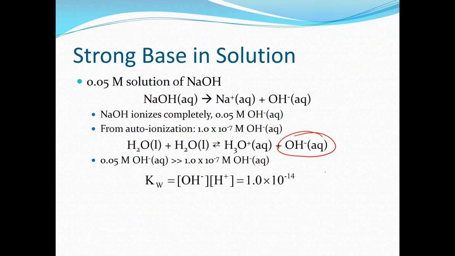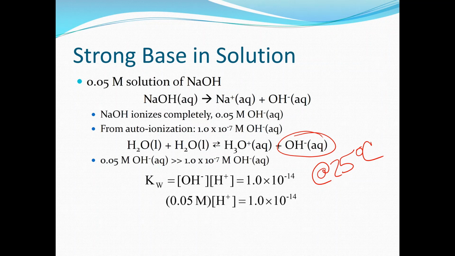So back to our Kw expression. Again, I'll remind you, this is for 25 degrees Celsius. The numbers would be different. We would have a different Kw if we were doing something at a different temperature. But at 25 degrees Celsius, Kw is 1 times 10 to the negative 14th. And so if we plug in our hydroxide concentration, we're going to end up with a hydronium concentration of 2.0 times 10 to the negative 13th. Again, really small. So we've reduced the amount of hydronium ion that's coming from the autoionization. We still have a pretty substantial amount of hydroxide ion because we've introduced that from the sodium hydroxide itself.